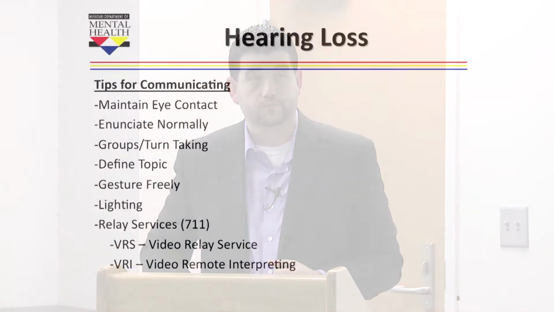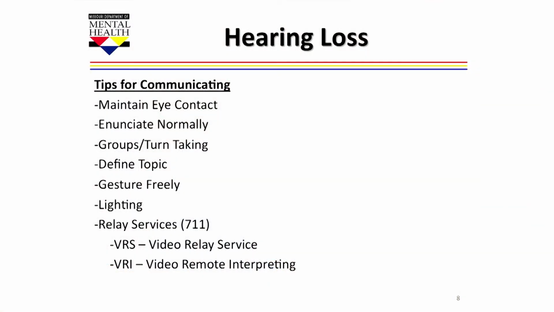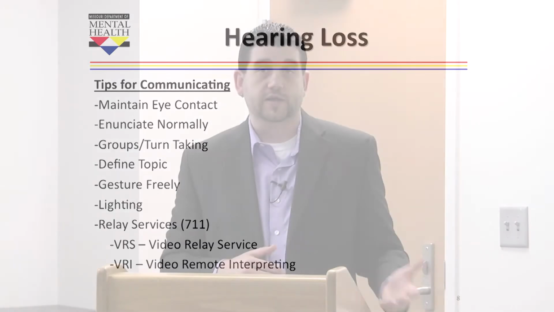And deaf individuals are starting to use this more and more often because now instead of relying on an operator, they can directly see the person they're trying to call and can communicate with that person. Along with these video phones, we have what's called VRS, or Video Relay Services. Again, this is a relay system, but this helps facilitate communication between deaf and hearing individuals when the deaf individual has a video phone. They are able to call and dial any phone number they need to.